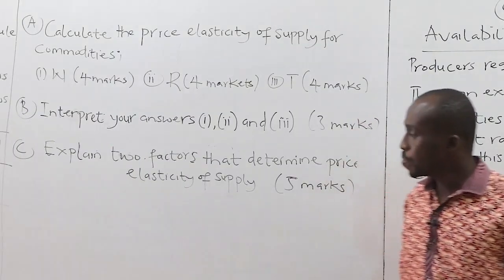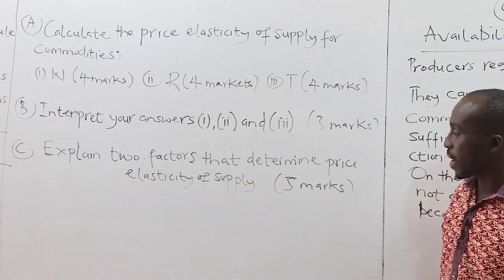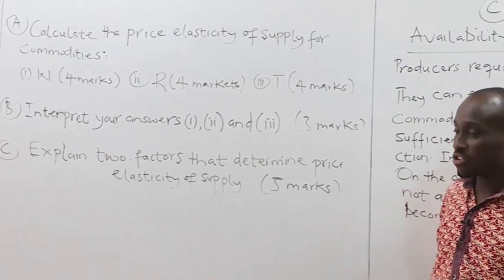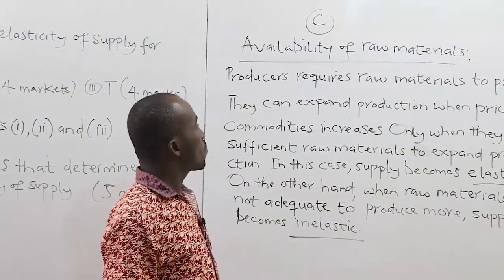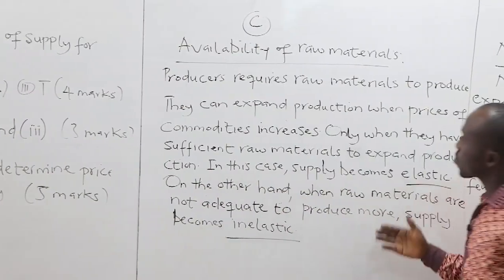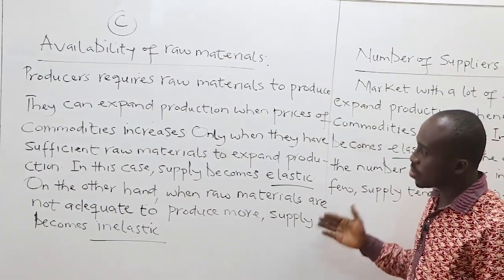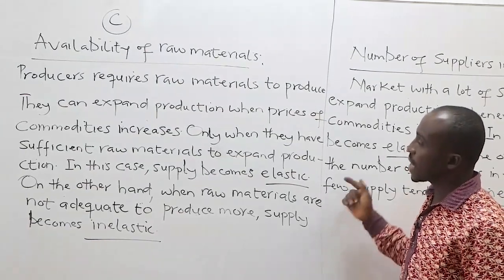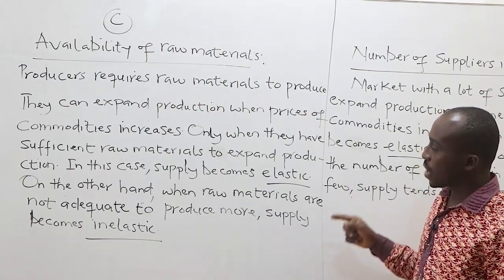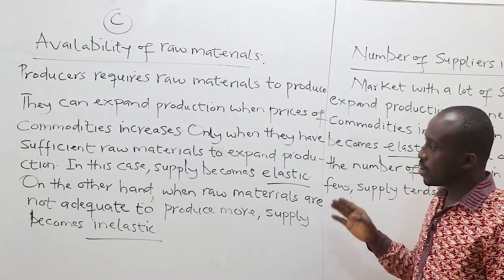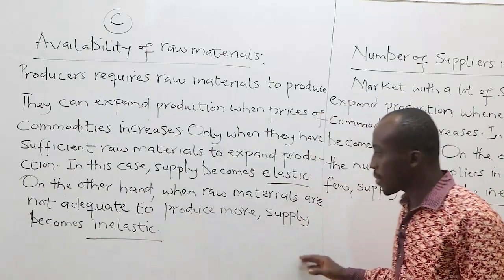Let's look at C. C said we should explain 2 factors that determine price elasticity of supply for 5 marks. Just two. So what we have here: availability of raw materials. Producers require raw materials to produce. They can expand production when the price of commodities increases, only when they have sufficient raw materials. In this case, supply becomes elastic. On the other hand, when raw materials are not adequate to produce more, supply becomes inelastic.